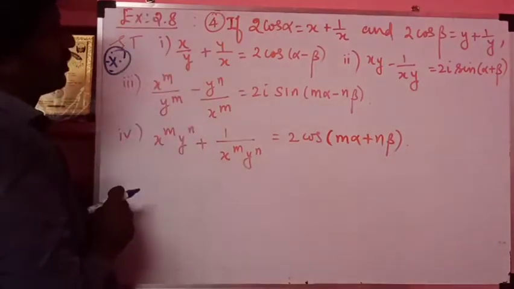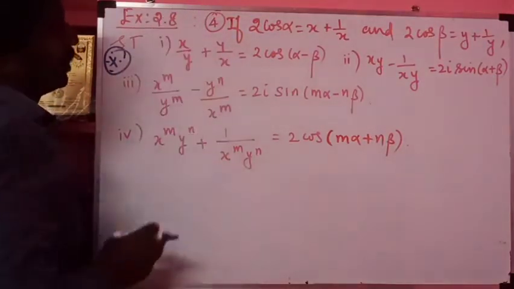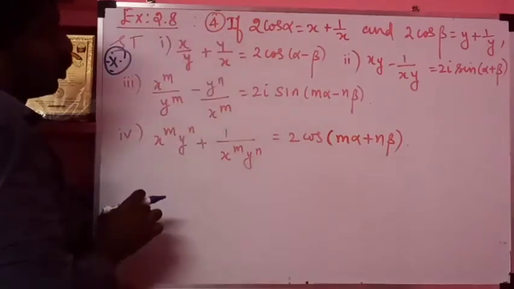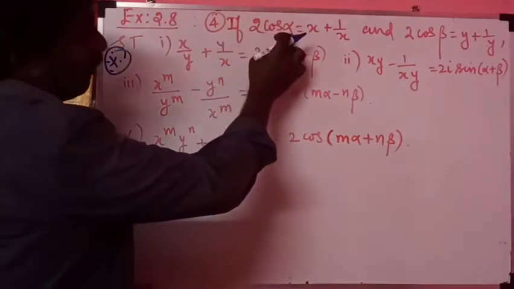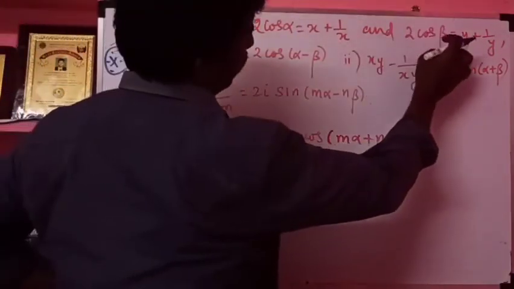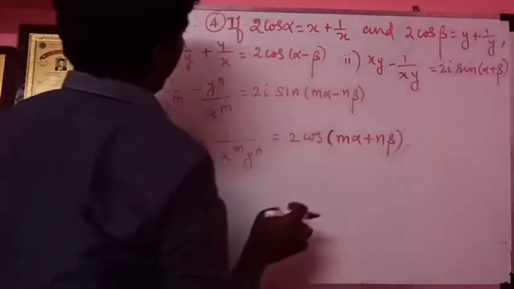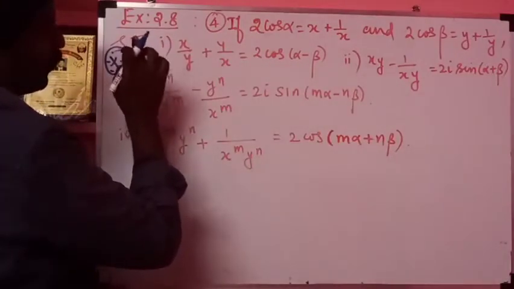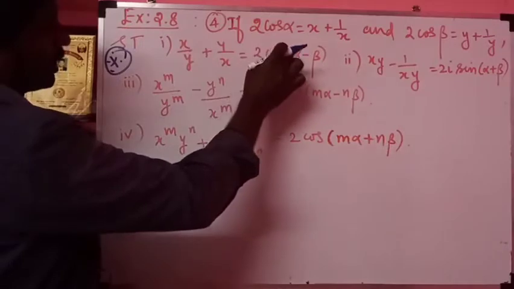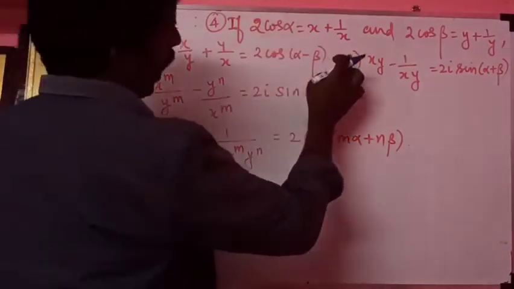This is 12th standard mathematics, complex numbers, unit 2. Exercise 2.8, the fourth question. If 2 cos alpha is equal to x plus 1 by x and 2 cos beta is equal to y plus 1 by y, show that the first point, x by y plus y by x is equal to 2 cos (alpha minus beta). The point 2.